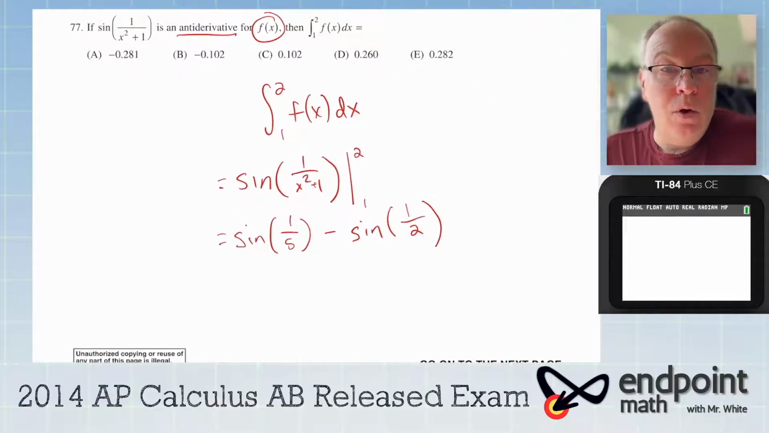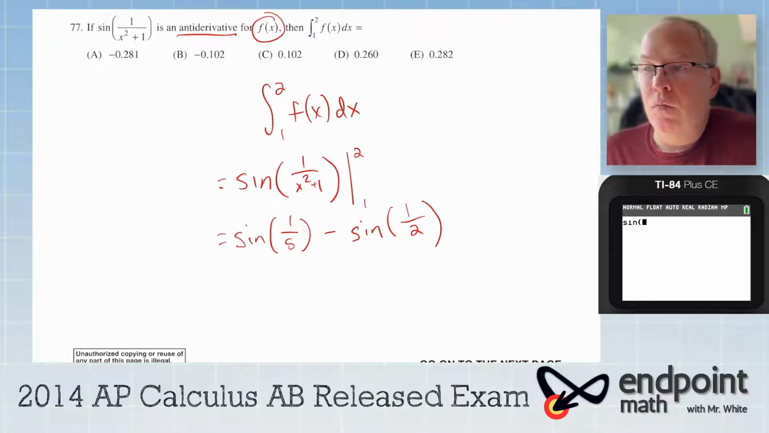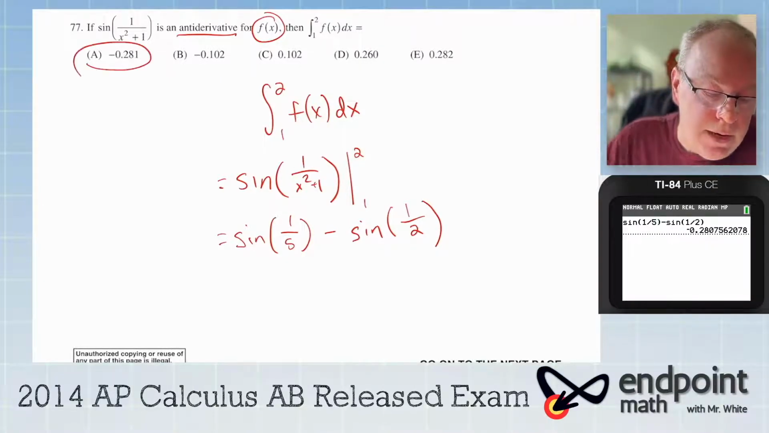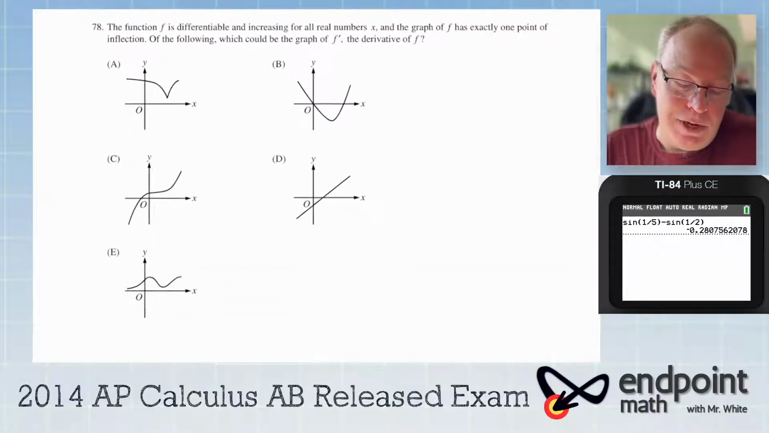All right, and now we will need to go to our calculator. So I've got a TI-84 emulator here, so I can show you. We're going to do sine of 1 divided by 5 minus the sine of 1/2. And we hit enter, negative 0.281. And the answer is right here, isn't it? So 77 is A. All right, moving on. That's the right answer, by the way. I was looking at the key just to triple check for you.